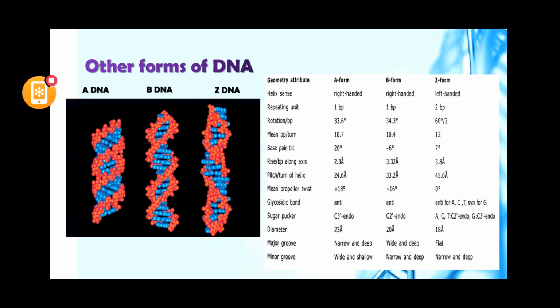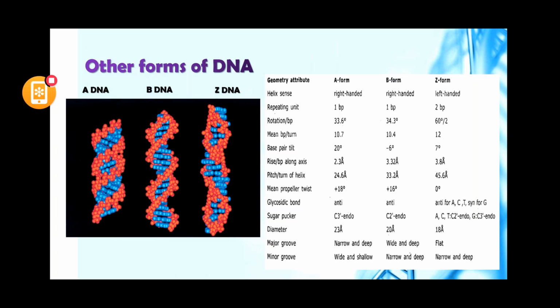Okay, purines have a C2 endo, while G and C have a C3 endo. So in this case also, the conformation is different for purine and pyrimidine.